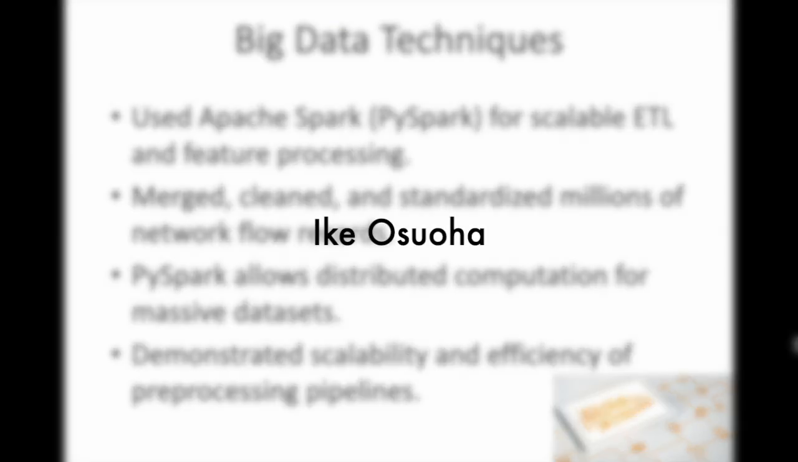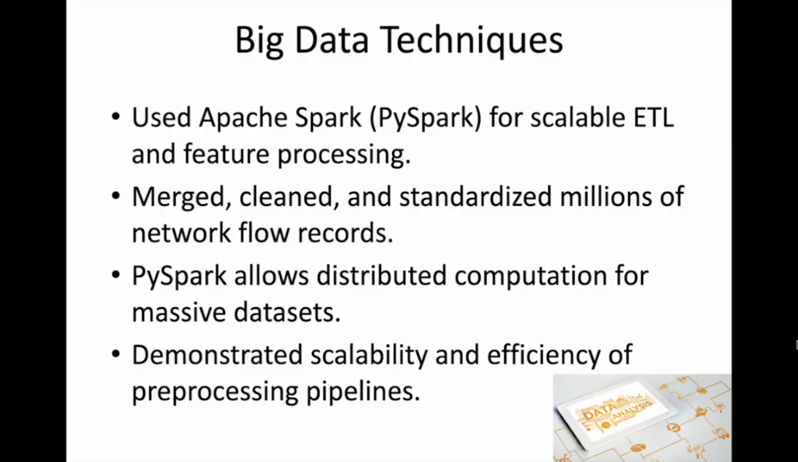With big data techniques, I used Apache Spark with PySpark to clean and process millions of data points, where millions of network flow records were merged, cleaned, and standardized. Spark let me scale up easily and run tasks much faster than standard tools. It allowed distributed computation and demonstrated the scalability and efficiency that we needed for the pre-processing pipelines. This setup shows how intrusion detection can work at an enterprise scale.